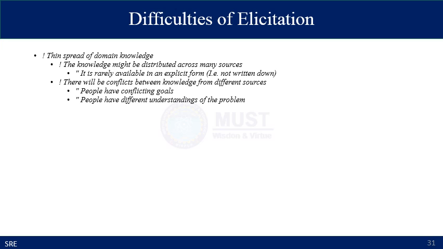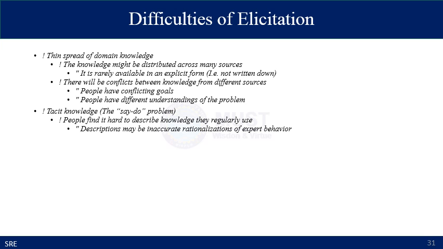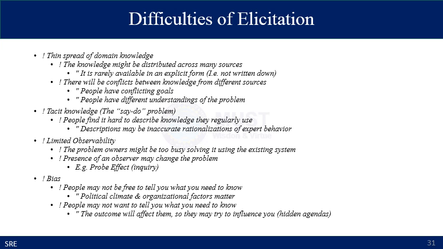So there is a thin spread of domain knowledge, which is a major difficulty of elicitation. The knowledge about the system might be distributed across many sources, so it is rarely available in explicit form. So there will be conflicts between the knowledge from different sources. People have different goals and different understandings of the problem. So you have to find the right stakeholders to elicit a better requirement specification.